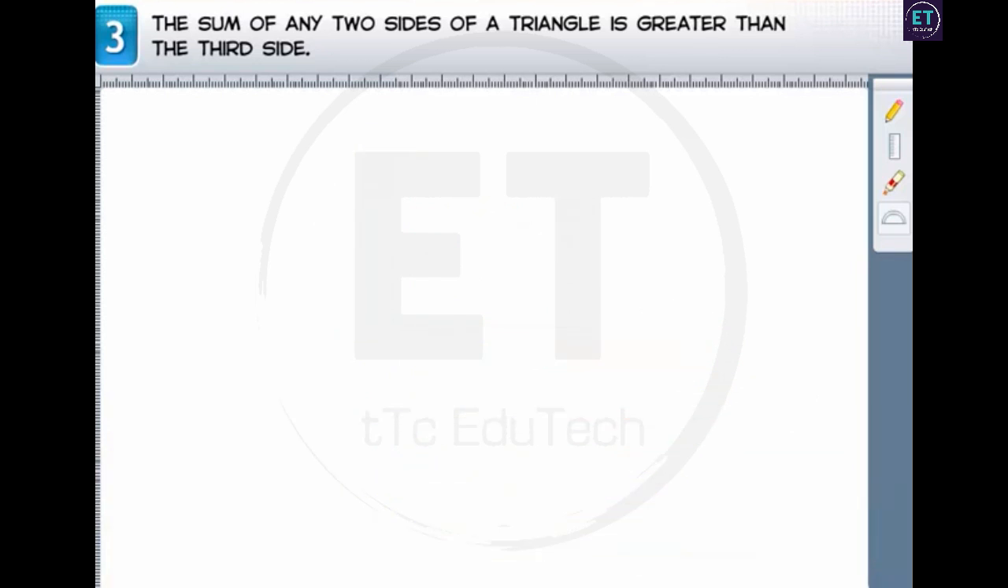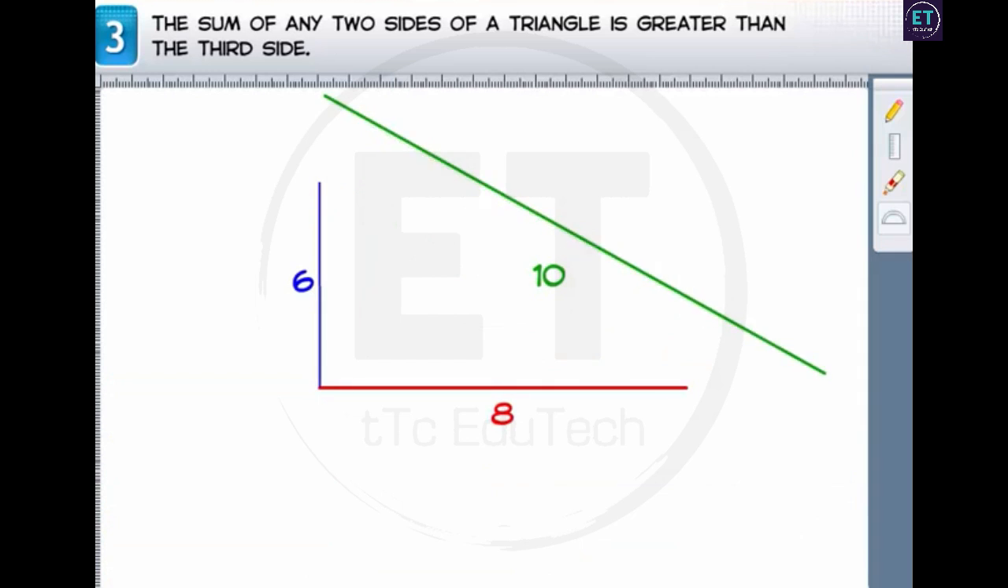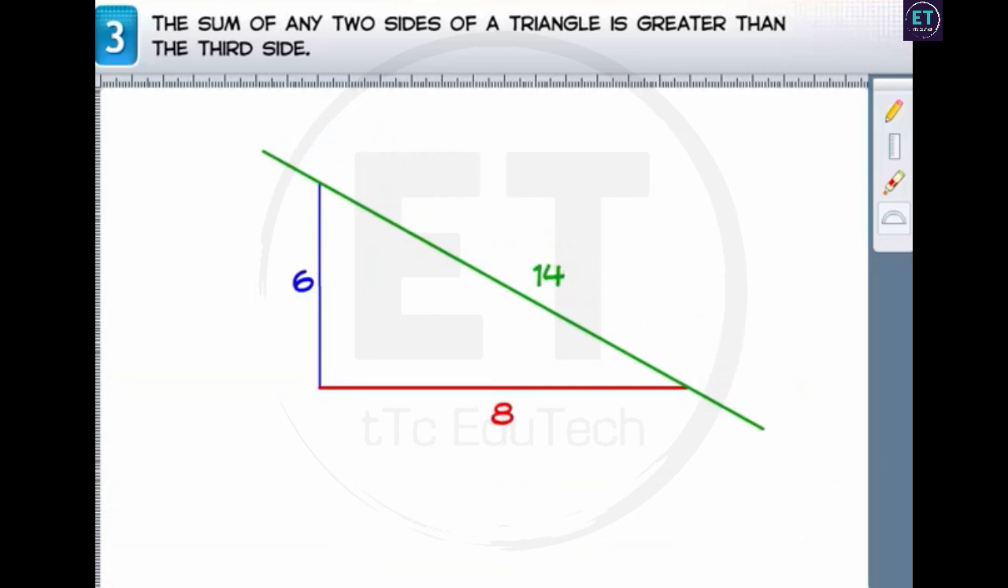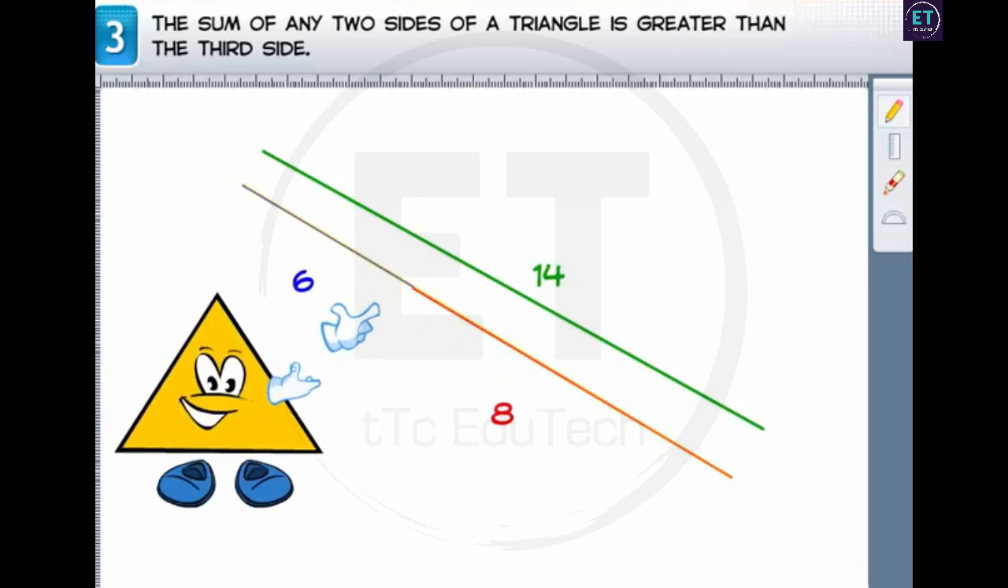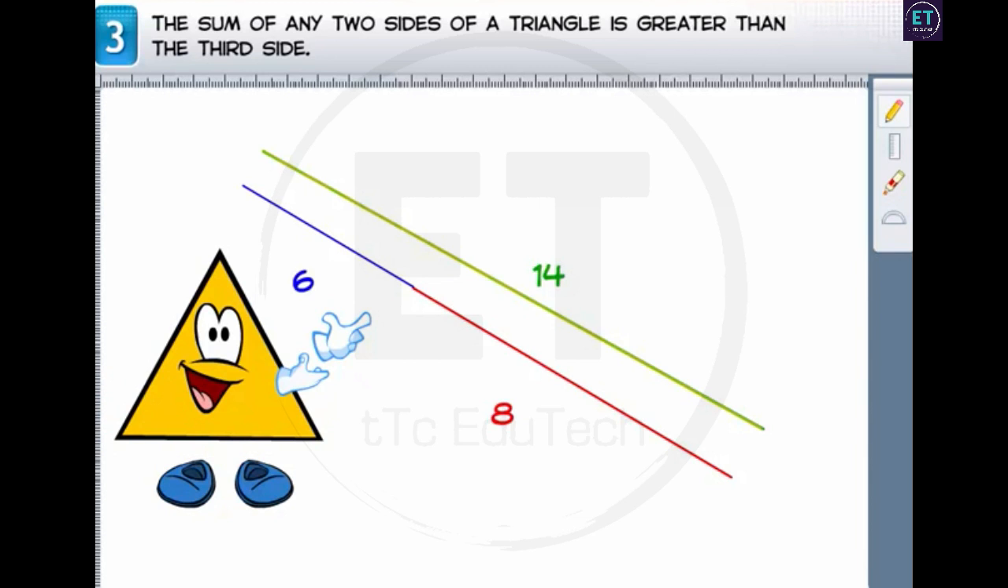Now let's try to construct a triangle with the sticks of length 6, 8, and 14 units. Is it possible to construct a triangle with these sides? You can observe that it is impossible to form a triangle. Let's see why. On comparing, we find that the sum of the two sides is equal to the third side. We cannot construct a triangle with such measurements. Similarly, we cannot construct a triangle if the sum of the two sides is less than the third side.